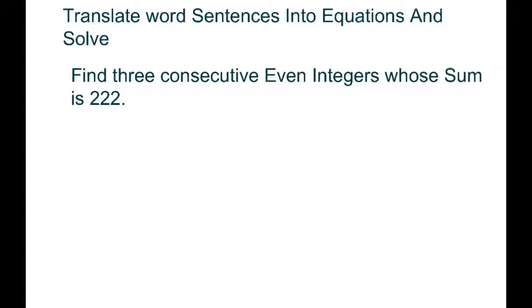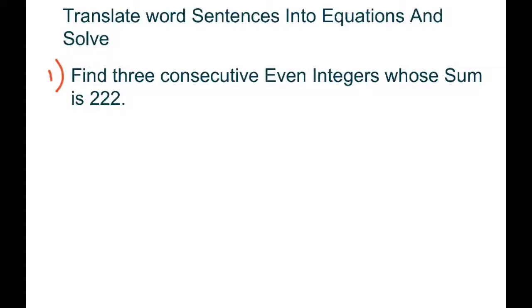Hi everyone. We're going to practice word problems by translating word sentences into equations and solving them. The first one we're going to do is this one. We're going to find 3 consecutive even integers whose sum is 222. On the next slide, I'm going to talk about how you set this up.